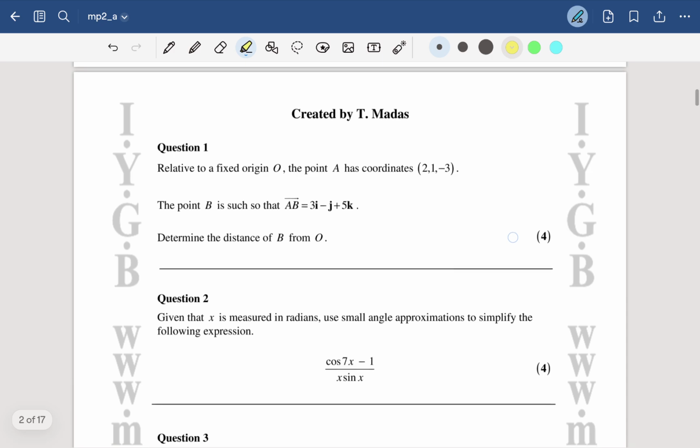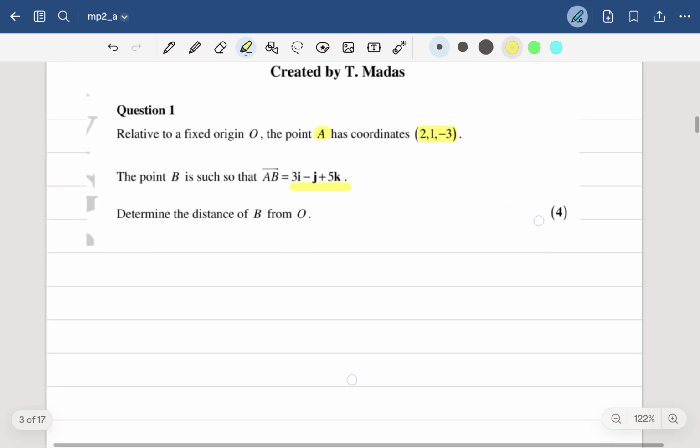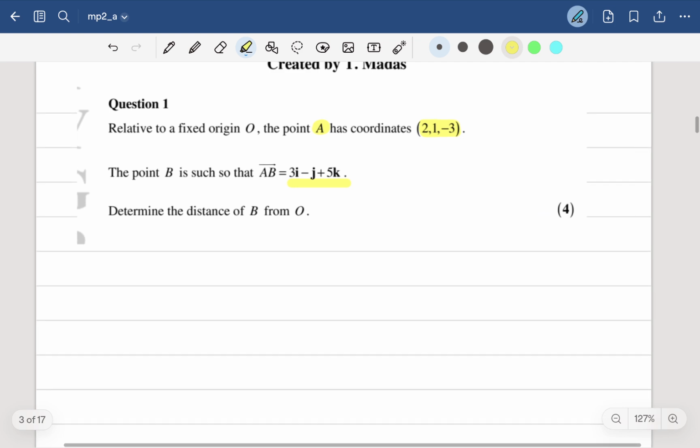So the first question is: relative to a fixed origin O, the point A has coordinates 2, 1 and -3. The point B is such that AB is 3i minus j plus 5k, and we have to determine the distance of B from O.